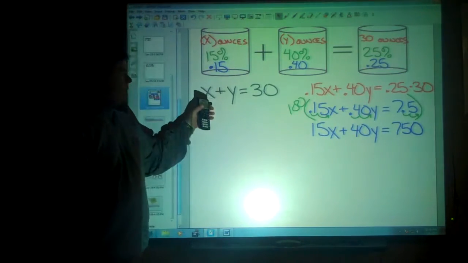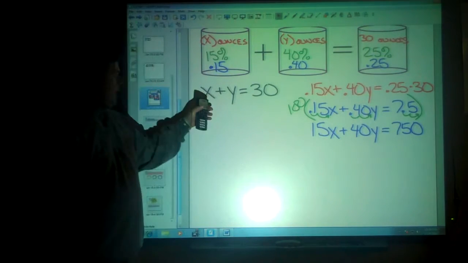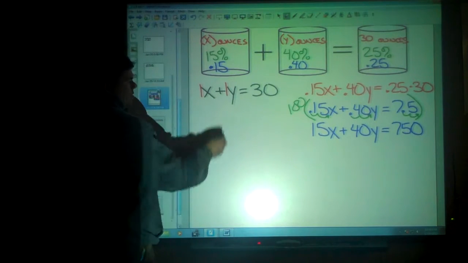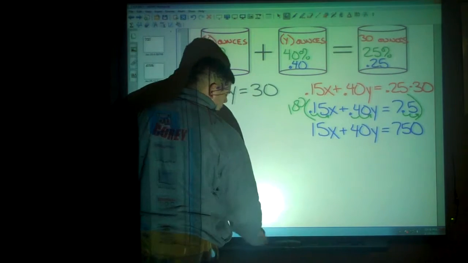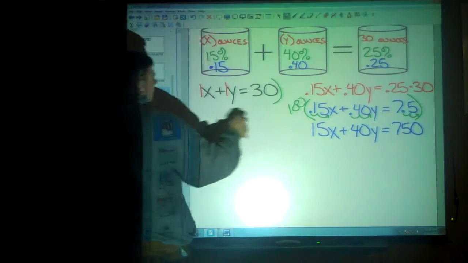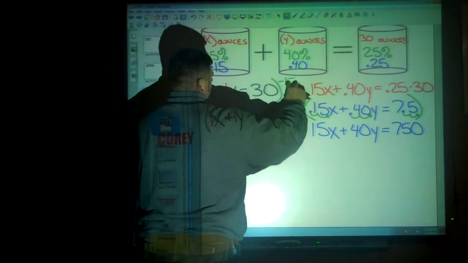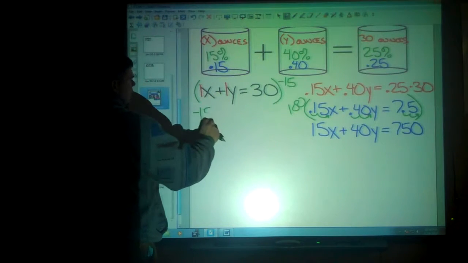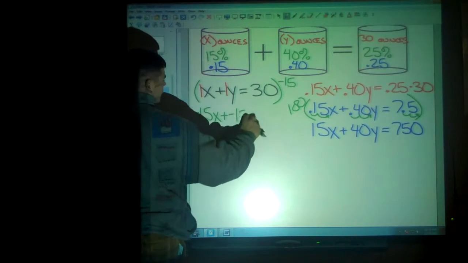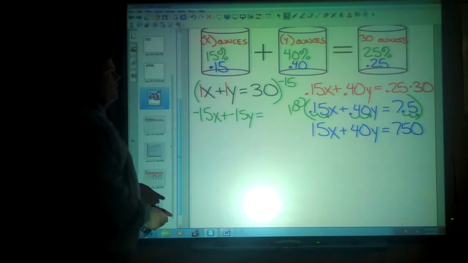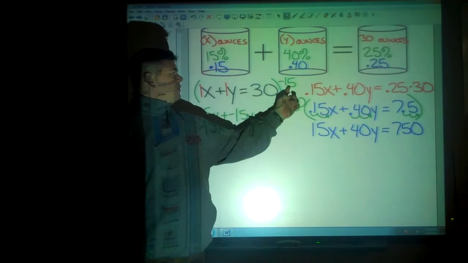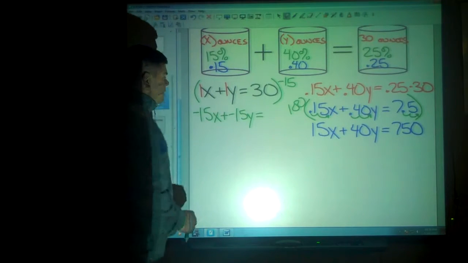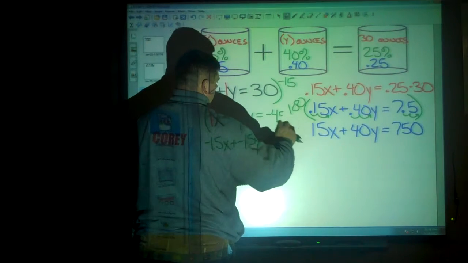Alright, now this one I'm going to use combinations with, and I'm looking at the coefficients. These have coefficients of 1. They are not opposites of 15 or 40. But I can multiply everything up here by negative 15, and then I'll have a matching coefficient with the x's. Negative 15x plus negative 15y equals, and you got to be tricky here, 3 times 15 is 45, so 30 times 15 is 450, but it's negative, so negative 450.